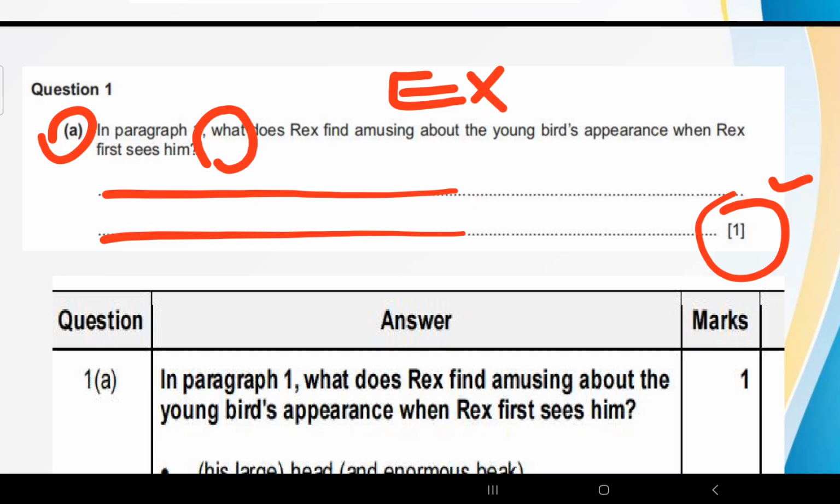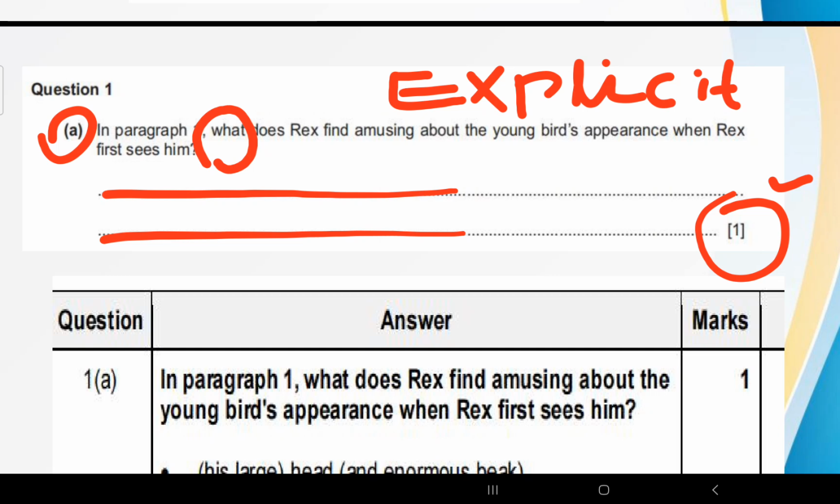Because this is explicit ideas, it tells you that the answer is clearly mentioned in the text. I have to go there and read this. What tells you that this is explicit is that it is written somewhere in paragraph number 1. I have to read that and get my answer.